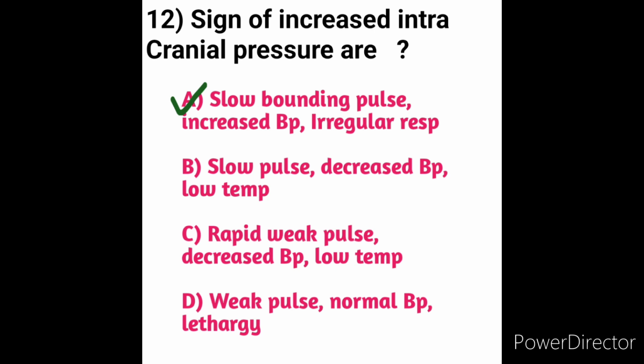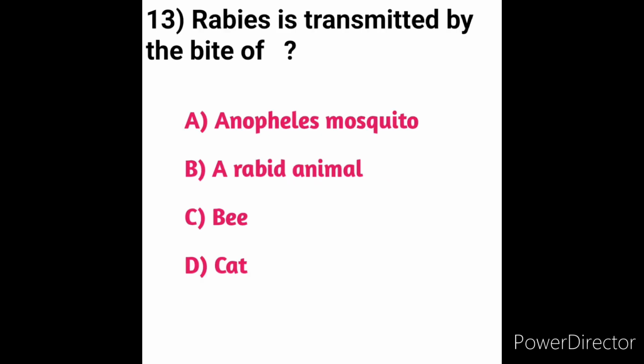Next, we will move on to question number 13. Rabies is transmitted by the bite of what? We will see the options. Option A, Anopheles mosquito. Option B, a rabid animal. Option C, bee. Option D, cat. Rabies is transmitted by the bite of rabid animals. People usually get rabies from the bite of a rabid animal.